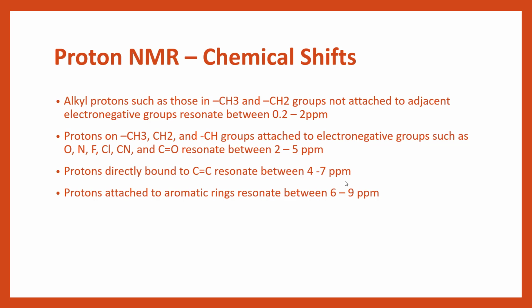When you have protons bound directly to a carbon double bond carbon, that double bond is having an impact there, and we're going to find those between 4 and 7 parts per million. And when we have aromatic rings, something like benzene, there's a very distinct region between 6 and 9 parts per million. When we're talking about aromatic rings, we should automatically be looking in that region, because we're definitely going to find the protons on those aromatic rings within it.